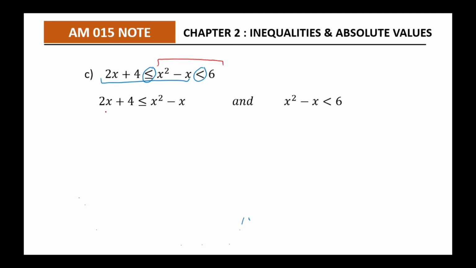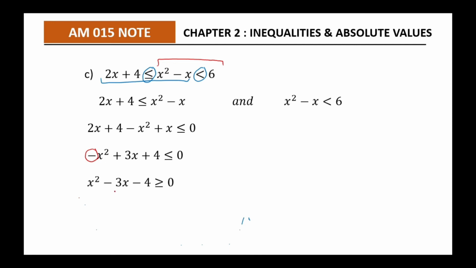And then for 2x + 4 ≤ x² - x, simplify to make it a quadratic: 2x + 4 - x² + x ≤ 0. Simplify, we have -x² + 3x + 4 ≤ 0. And then positive a: divide by negative 1 and the sign must change. x² - 3x - 4 ≥ 0. Then factorize: (x + 1)(x - 4) ≥ 0, and the answers are x = -1, x = 4.